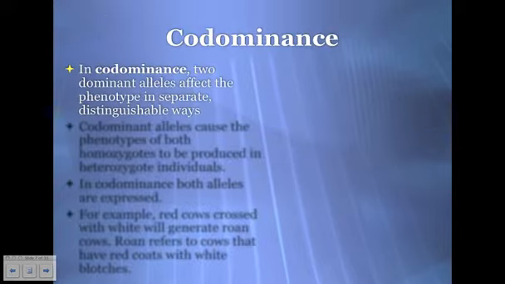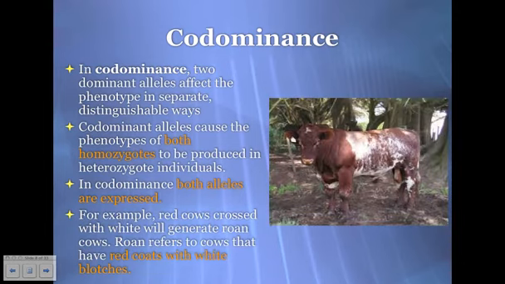The next pattern of inheritance that I'd like to discuss is called codominance. This is often confused with incomplete dominance. In codominance, however, 2 dominant alleles affect the phenotype in separate yet distinguishable ways because both will be expressed in the animal or offspring or whatever you're talking about for the cross. Co, remember, means together, so codominance means there are 2 alleles that are equally dominant.